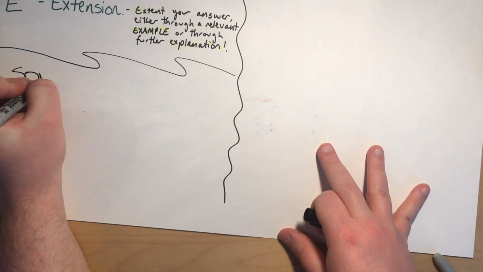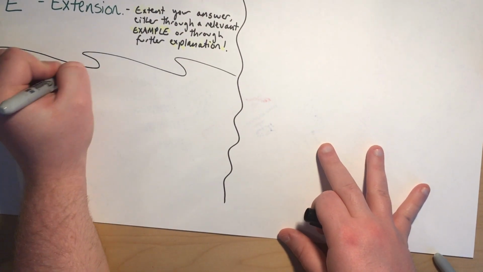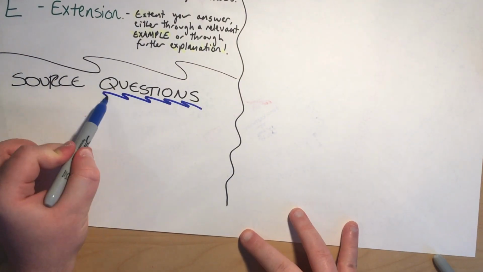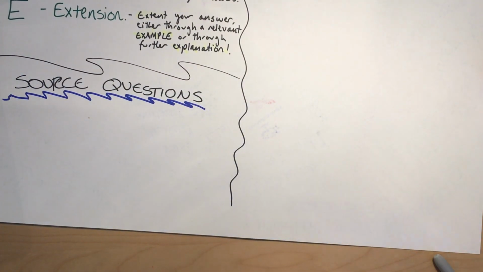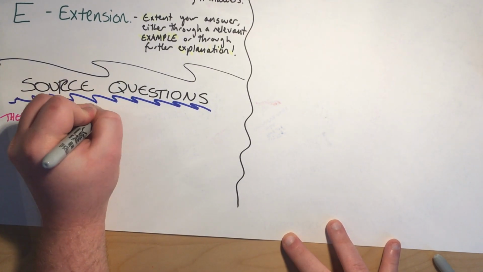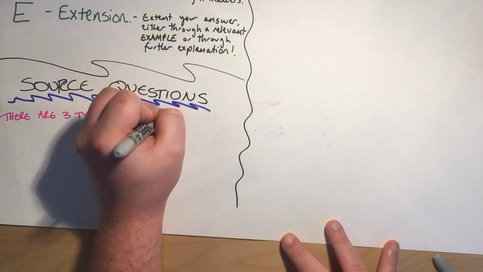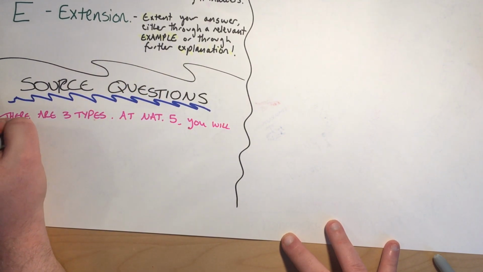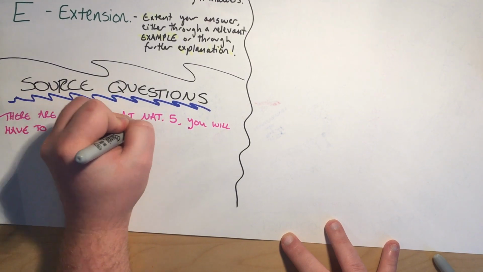Coming to the source questions, there are 3 types. At National 5, you will have to answer one of each of them in the final exam. So there's one, which is the support oppose question, where there is a statement made by somebody and you need to look at the evidence and find evidence that both supports the statement and opposes the statement. So that's the support oppose.